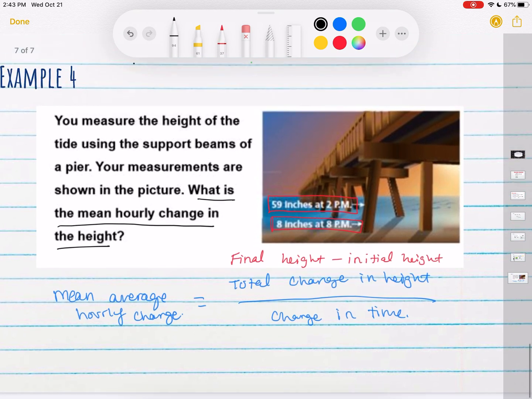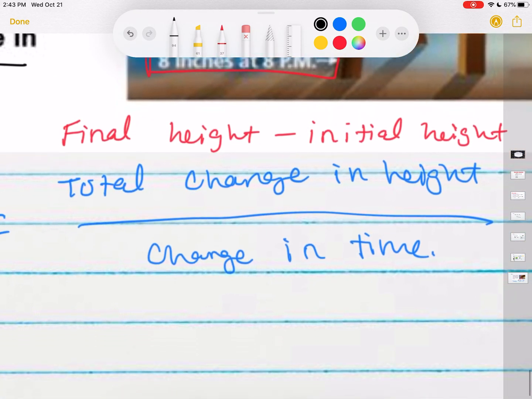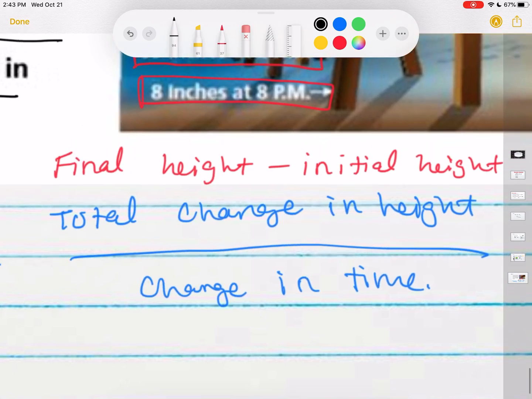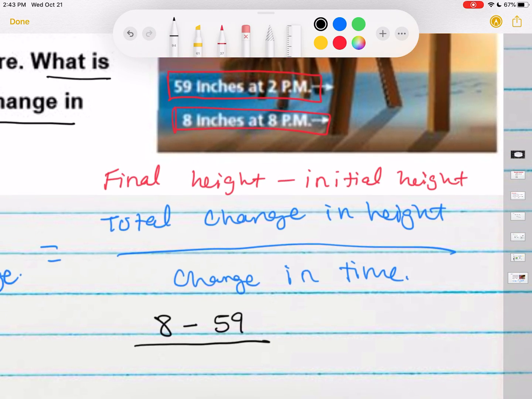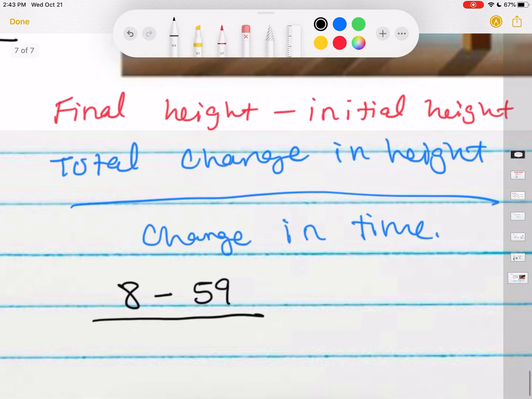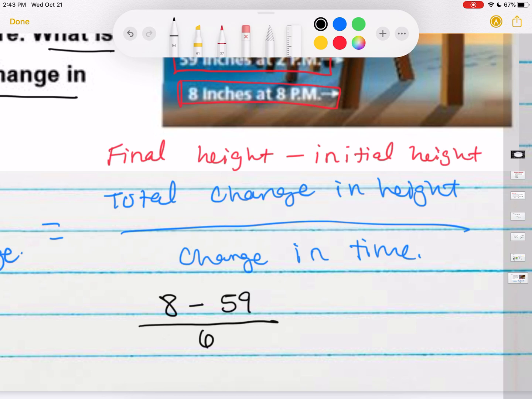Well, let's see. So my final height was 8 inches. Minus, well, my initial height was 59 inches. So 8 minus 59 divided by, well, what was my change in time? Well, we started at 2 p.m. We went till 8 p.m. That's a change of 6 hours, right? So divided by 6. So now we just have to solve 8 minus 59 divided by 6.